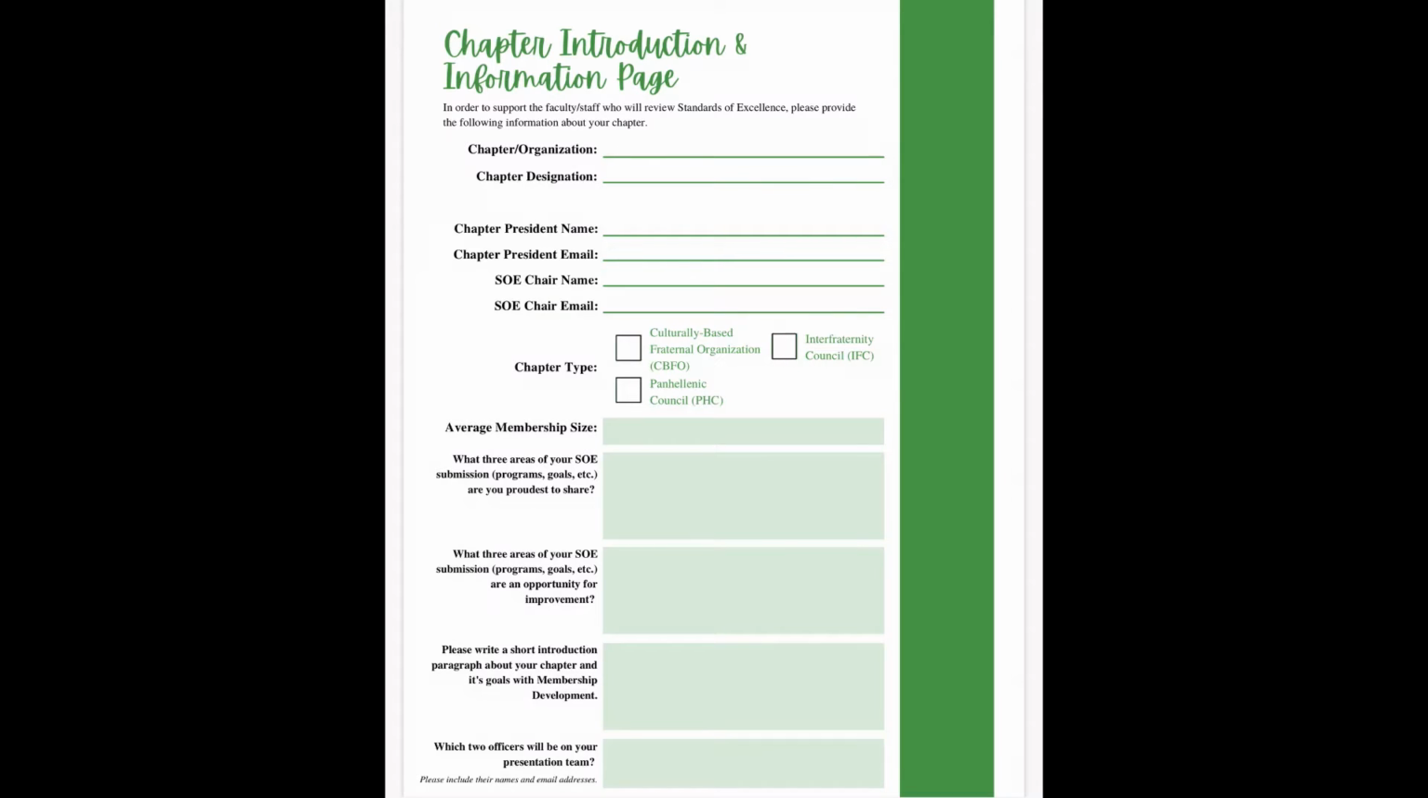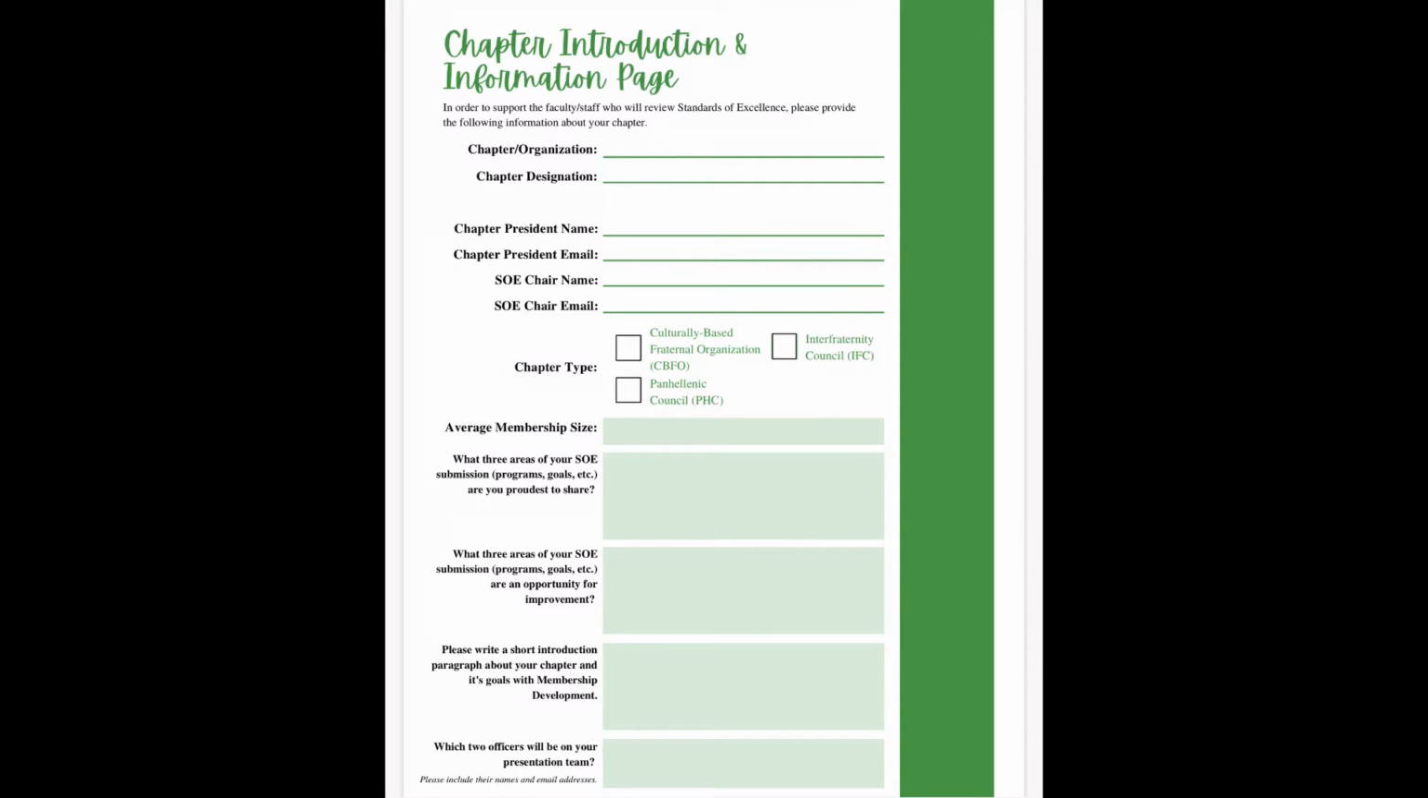Next, you'll find some open-ended questions that will need completed. Those questions are: what 3 areas of your SOE submission, program, goals, etc. are you proudest to share? What 3 areas of your SOE submission, programs, goals, etc. are an opportunity for improvement? And please provide a short introduction paragraph about your chapter and its goals within the submission document that you are working on. And finally, the last question on the chapter introduction and information page is which 2 leaders will serve on the presentation team for your chapter and their contact emails.